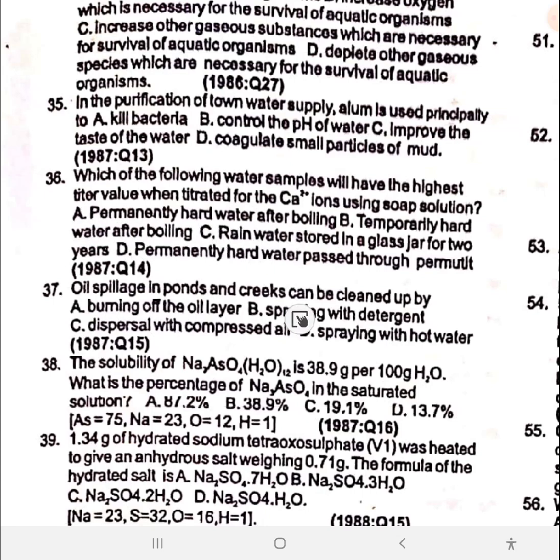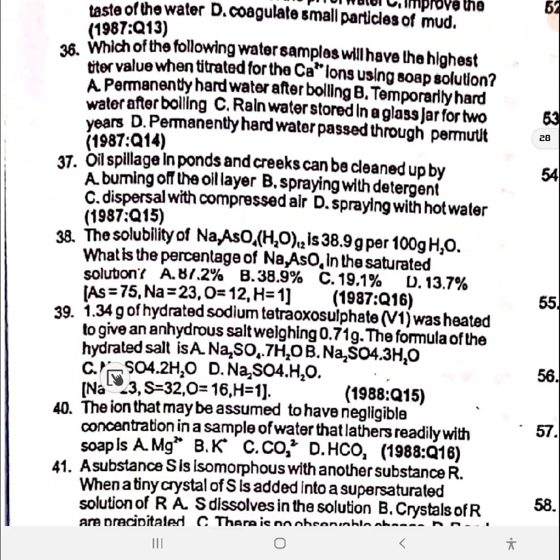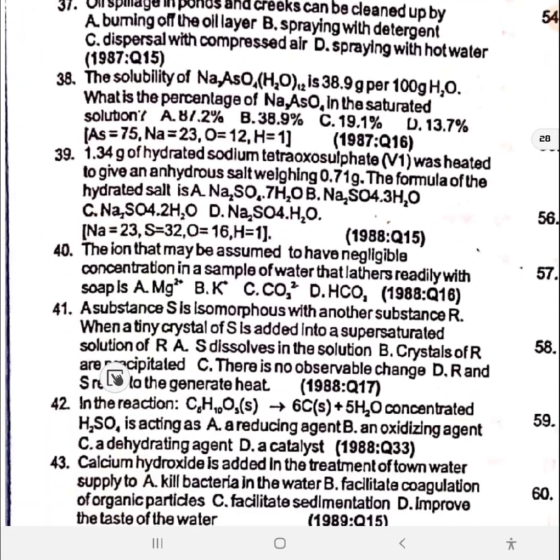37. Oil spillage in ponds and creeks can be cleaned up by spraying with detergent. 37 is option B. 38 has to do with calculation. 39. 40. The ion that might be assumed to have negligible concentration in a sample of water that lathers readily is magnesium.